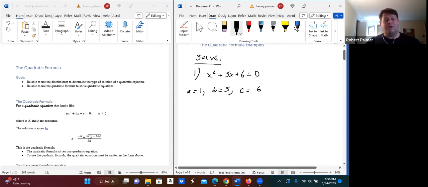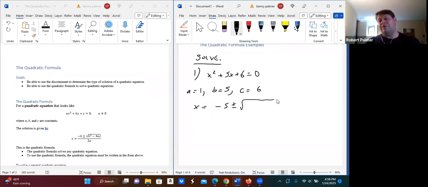So now we plug all those into our quadratic formula. x will be equal to negative b, and b is right here, 5. Then plus or minus, since quadratic equations generally have two solutions, that's where the plus or minus comes in. Now, under the radical sign, we have b squared, so 5 squared, minus 4 times a, which is 1, times c, which is 6. This is all under the square root. Then everything is divided by 2 times a, or 2 times 1.